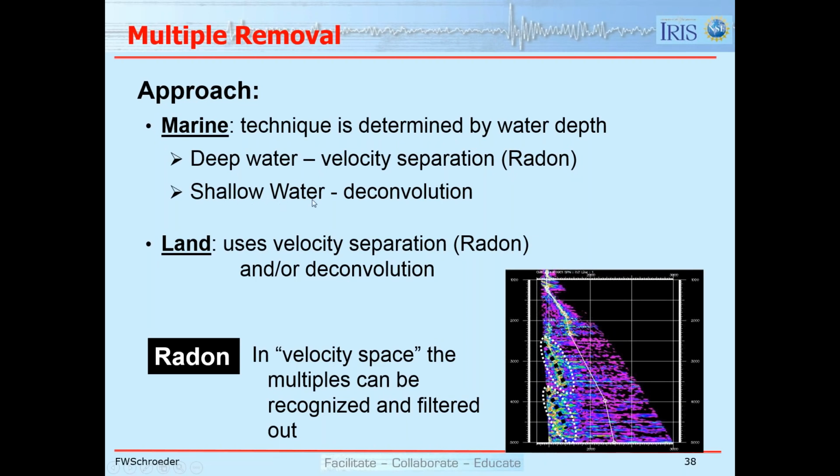If we're in a shallower water environment, we may not be able to use a radon filter, and then we'll rely on deconvolution processes to try to eliminate or minimize the effect of multiples. In land, we tend to use the radon or decon. Again, it depends somewhat on the area and how well radon filtering will allow us to identify and remove multiple energy.